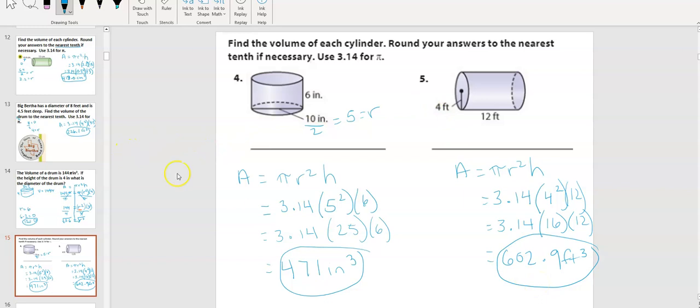And that is solving volume for cylinders.